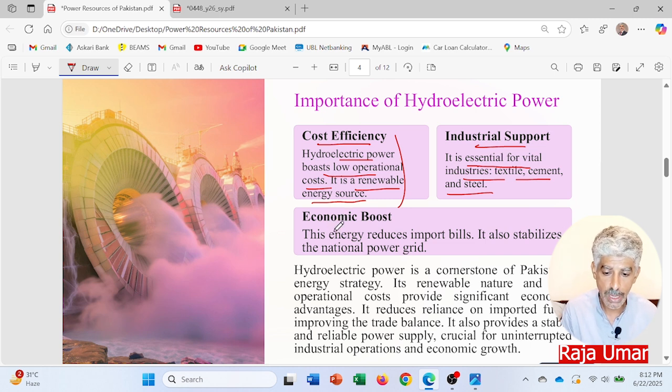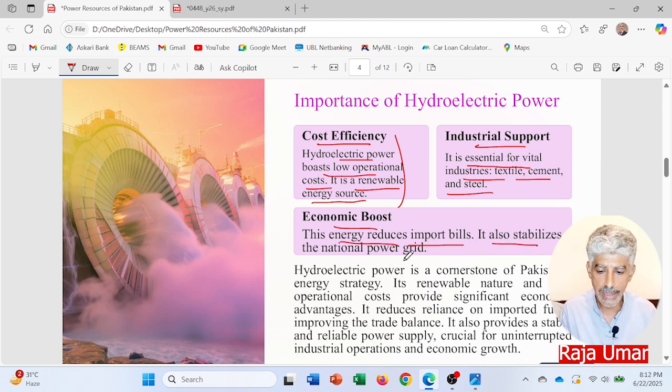So, economic boost. This energy reduces the import bill, as we may not be importing fossil fuels like coal, gas or oil for generating power through thermal means. If we develop hydroelectric power stations in Pakistan like Tarbela and Mangla, we can have a really very cheap form of electricity available, reducing the burden on our import bill, and we may not have the huge cost to bear because of importing oil, gas or coal for generating thermal power.